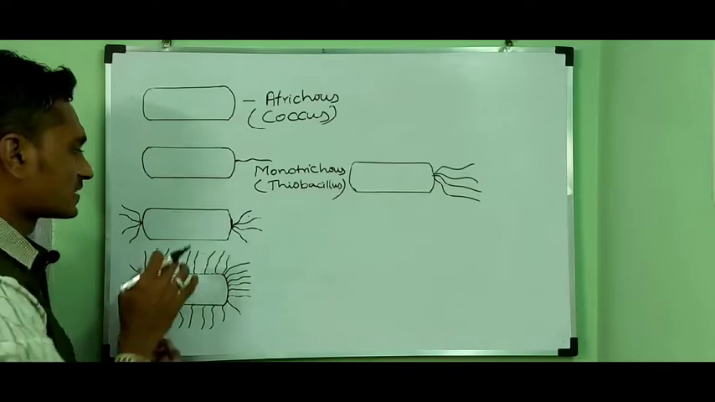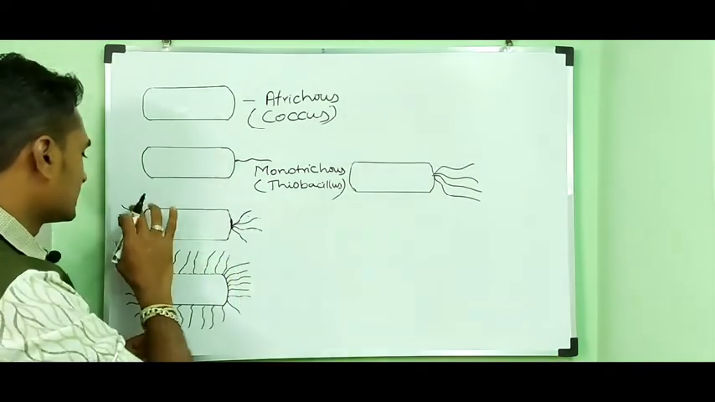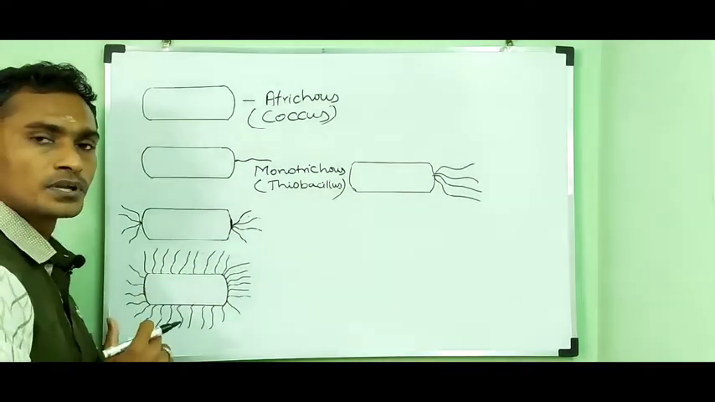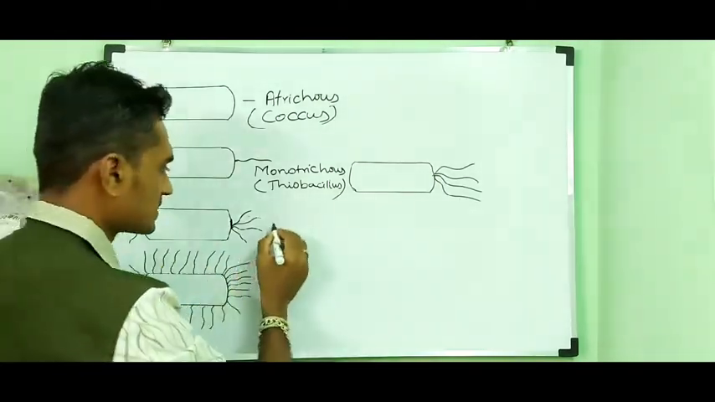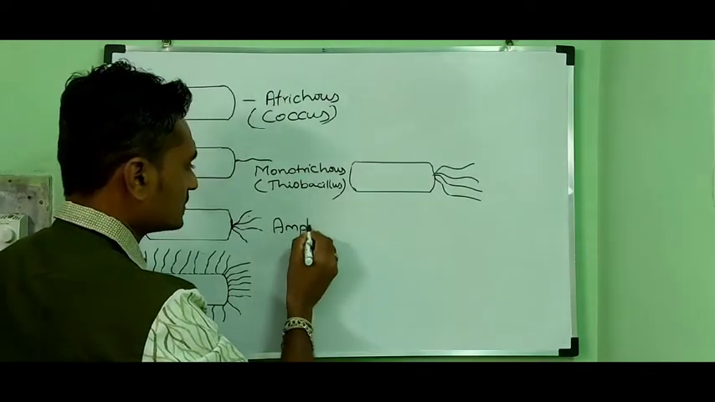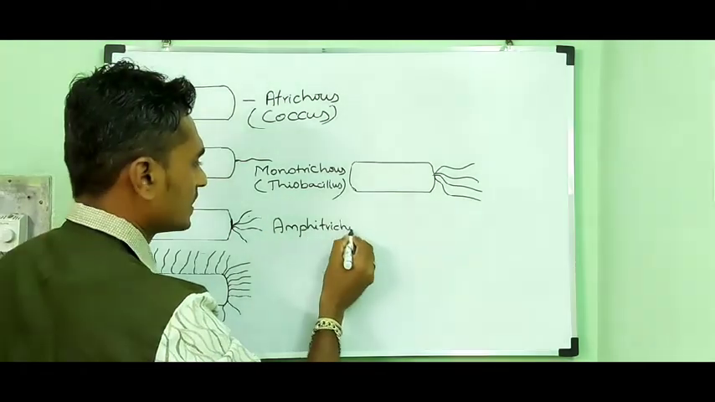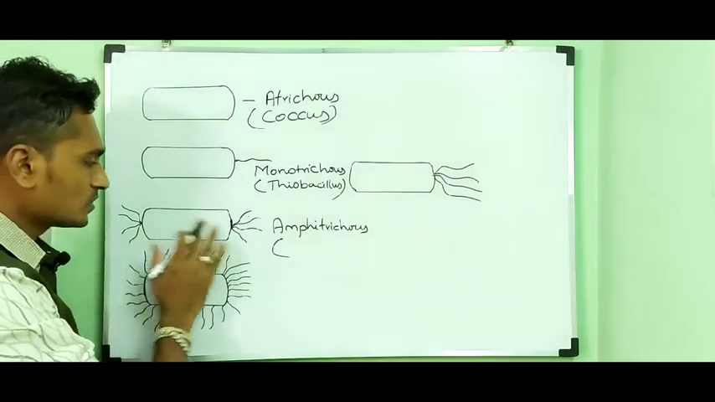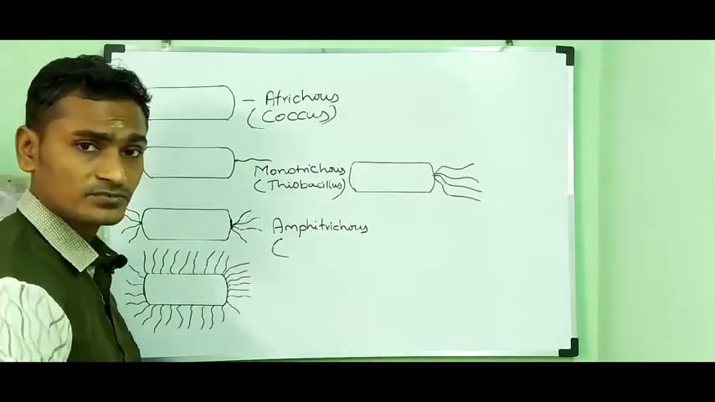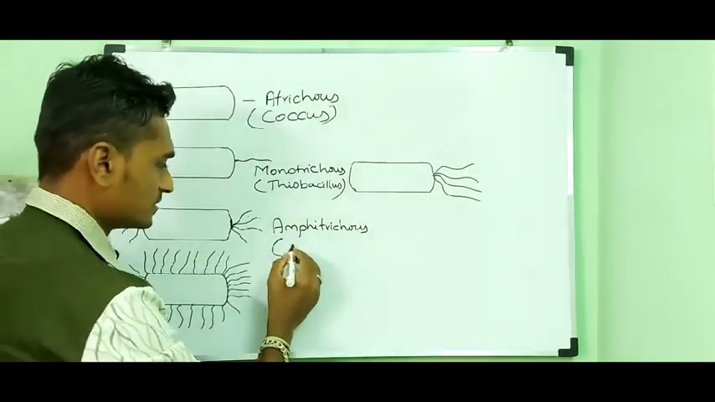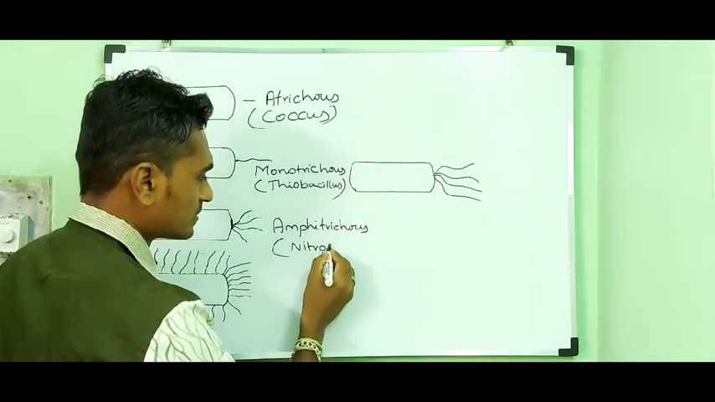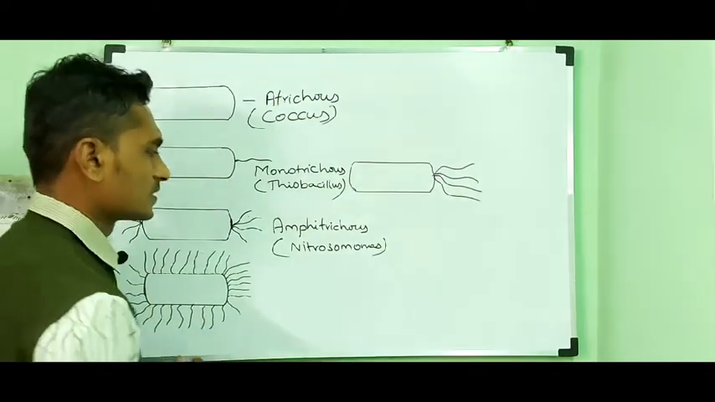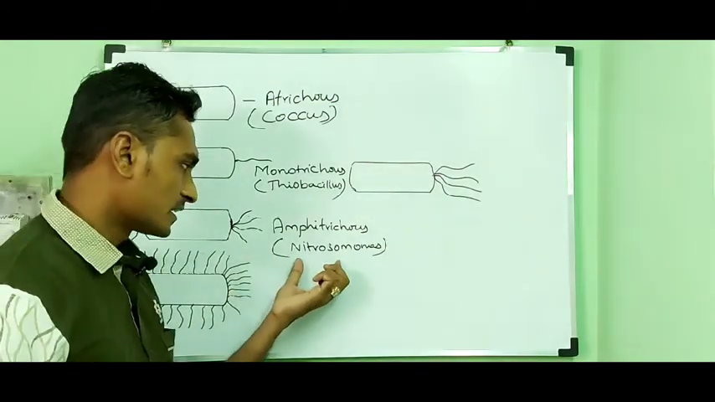Then in this bacteria you can find a tuft of flagella at both polar ends. That type of bacteria is called amphitrichous bacteria, because it possesses a tuft of flagella at both ends. An example for amphitrichous bacteria is Nitrosomonas.